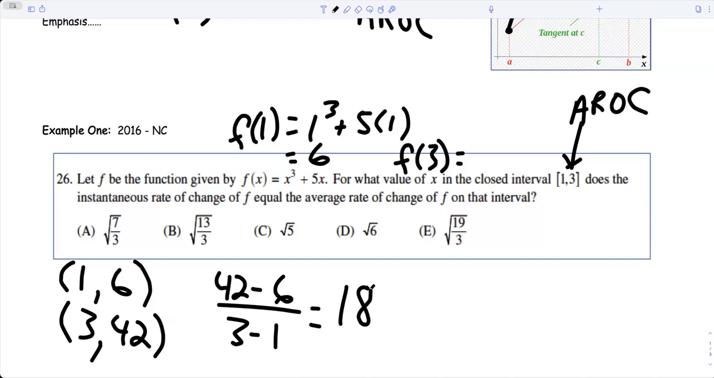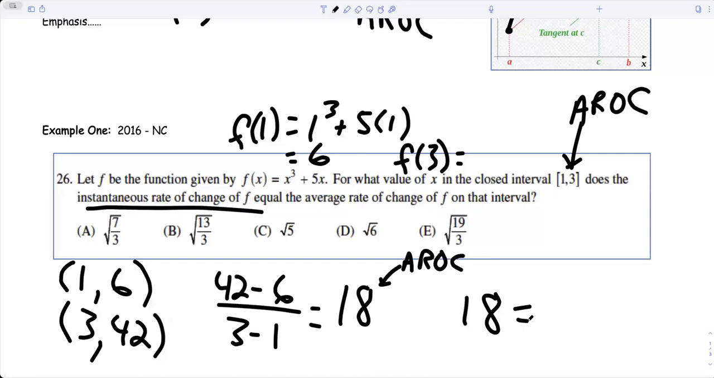So my average rate of change from 1 to 3 is 18. Okay, so now they want to find what value of x does the instantaneous rate of change of f equal the average rate of change. So this right here, this is my average rate of change.